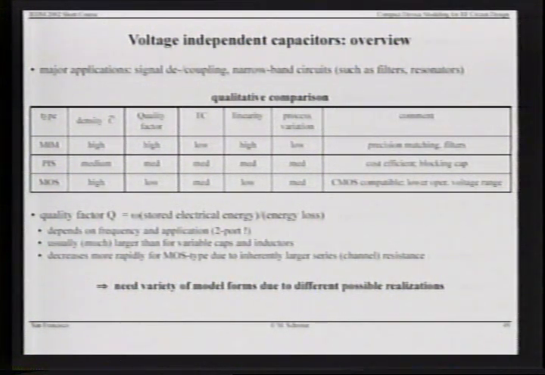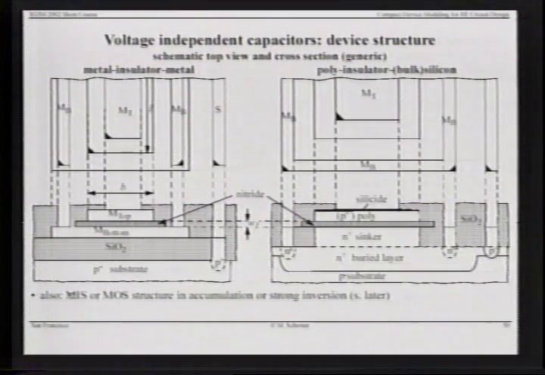Let's move on to the independent capacitor. This is an overview of the various structures. It shows that we have different types, again, of voltage-independent capacitors. And it also gives a qualitative comparison of the features of these various capacitances. And again, what we need is a variety of model forms, or what is required, for instance, for a foundry, and what designers want is a variety of model forms for all these different capacitances. And two of those are shown here as the layout and the cross-section.